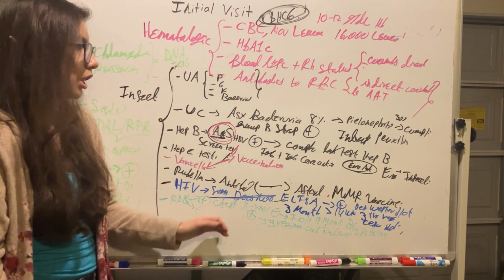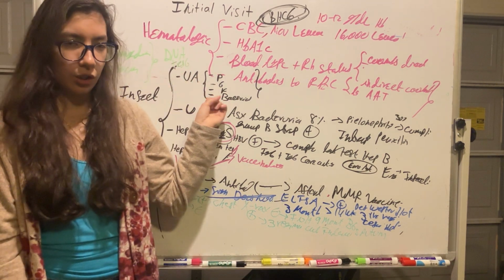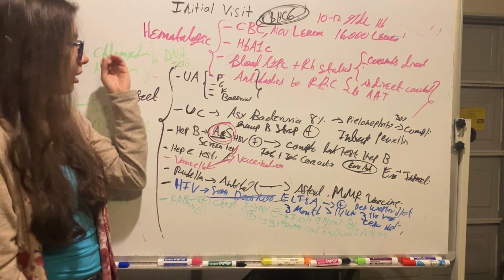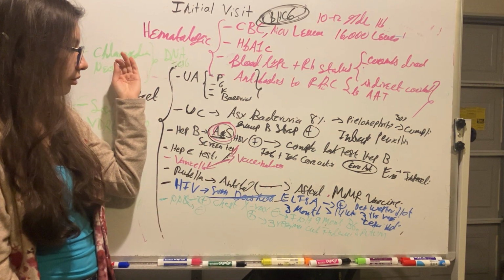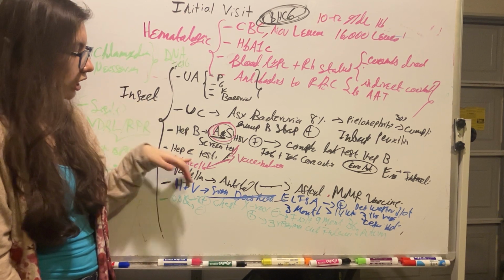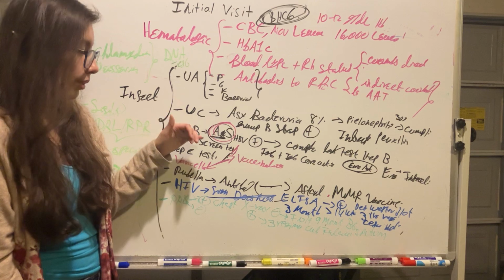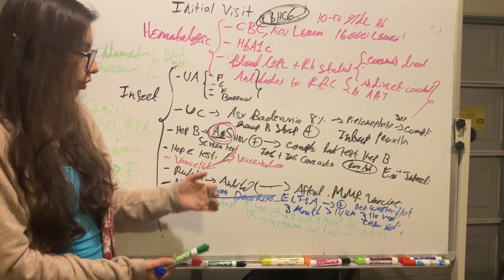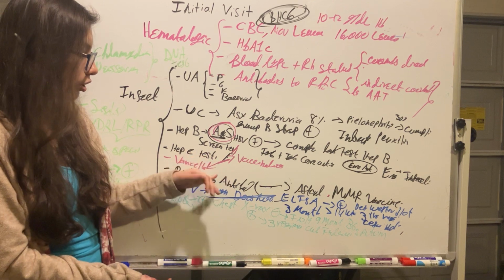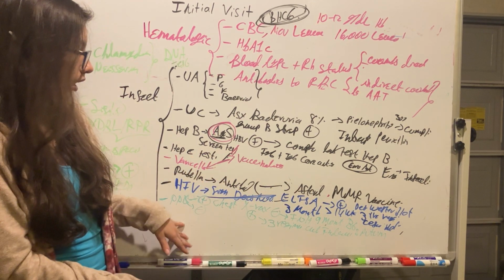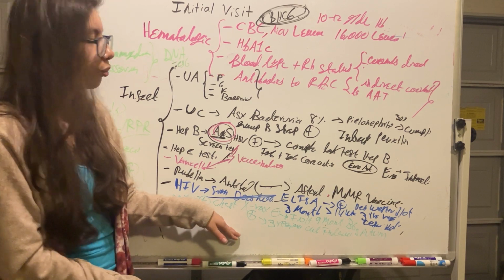Then infectious disease: we order urinalysis, urine culture, sexually transmitted disease tests, which are gonorrhea, Neisseria gonorrhoeae, chlamydia, syphilis, HIV, and hepatitis B, hepatitis C in some cases. We also evaluate for infections with varicella, rubella, HIV testing, which is with ELISA, and the PPD test for tuberculosis.